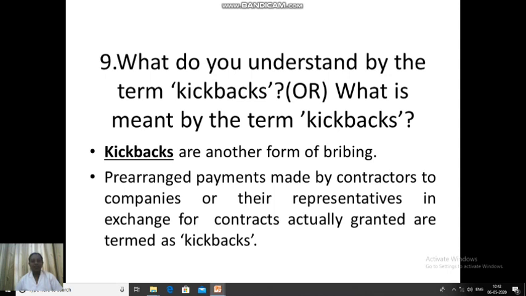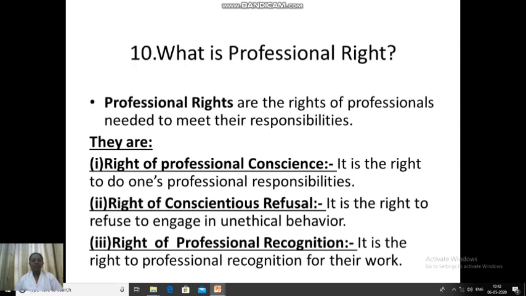Ninth question, what do you understand by the term kickbacks? Kickbacks are another form of bribing. Pre-arranged payments made by contractors to companies or their representatives in exchange for contracts actually granted are termed as kickbacks. What is professional right? Professional rights are the rights of professionals needed to meet their responsibilities.